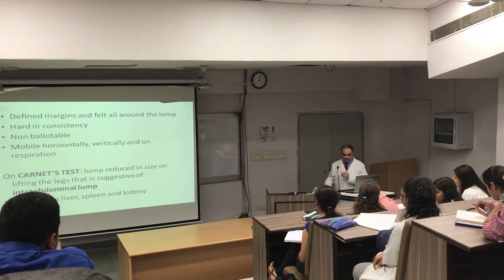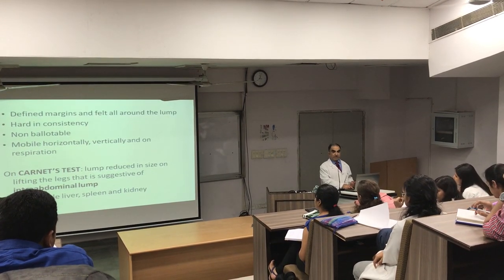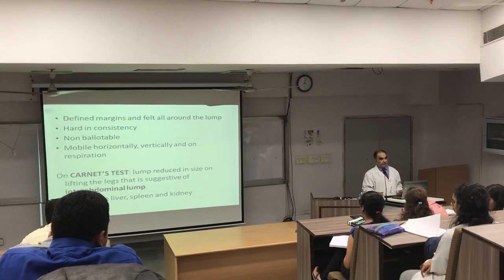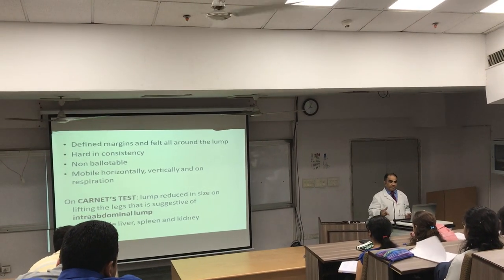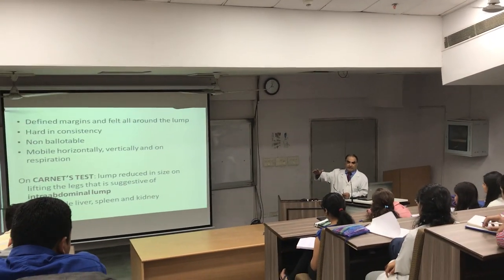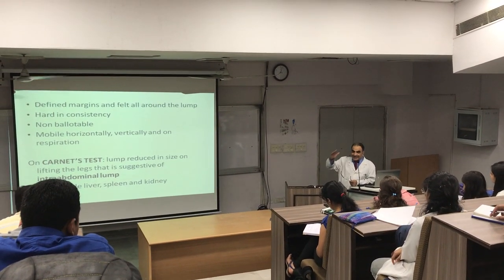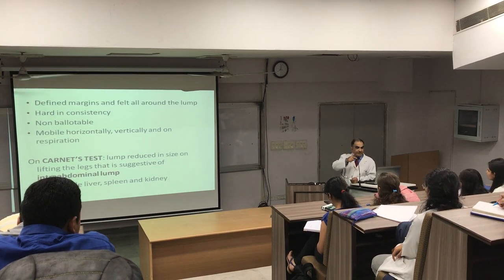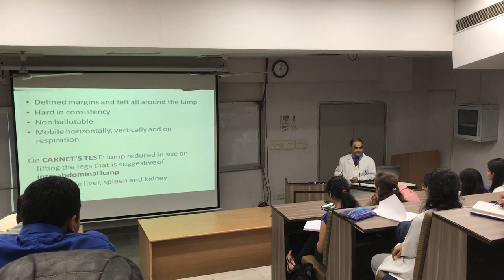And I would not mention Garnet's test. It is not required. You would just tell me it's intra-abdominal. And how will you know whether it is intraperitoneal or not? Now there are two terms: parietal and intra-abdominal, and intra-abdominal can be intraperitoneal and retroperitoneal. How will you differentiate an intraperitoneal swelling from a retroperitoneal swelling?